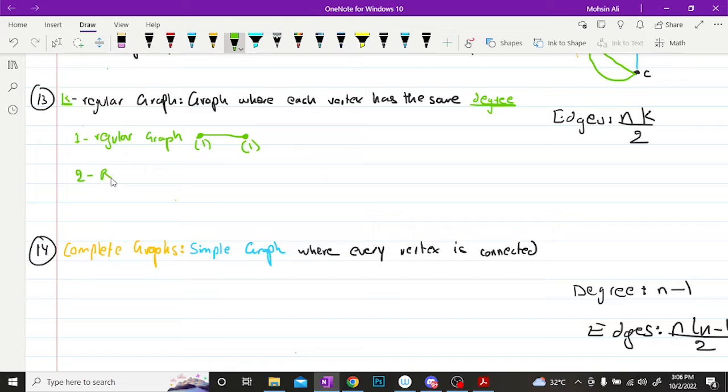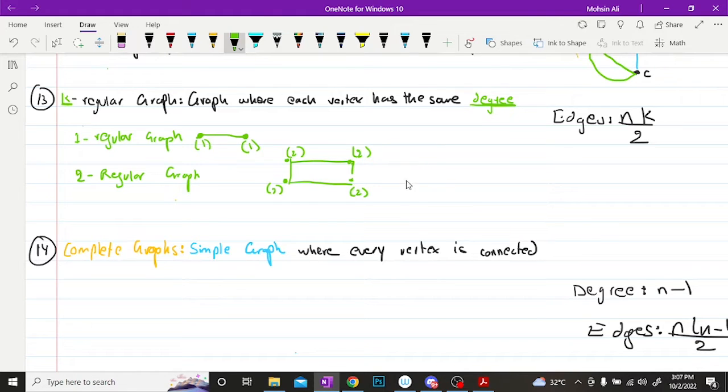So for a 2-regular graph, that would be a box. The degree of each vertex in this one is 2. That's the reason why we call it a 2-regular graph.